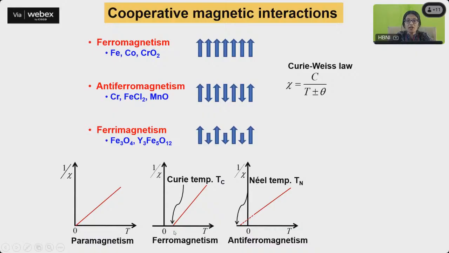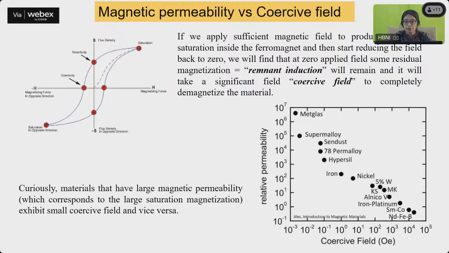For ferromagnetic materials, the Curie temperature is the point where your straight line crosses the temperature axis. And in the case of ferrimagnetic materials, there is a slight bend over here, as you see, and this is how 1 by chi versus T looks for a ferrimagnetic material.